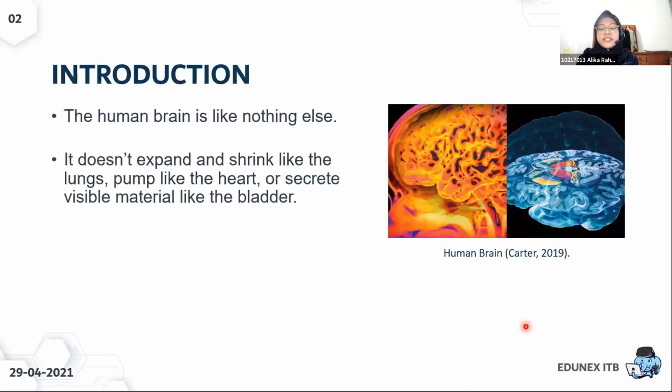Let's start from this fact. The human brain is like nothing else. It doesn't expand and shrink like the lungs, pump like the heart, or secrete visible material like the bladder. If you sliced open the top of someone's head and peered inside, you wouldn't see much happening at all. Given that, it is perhaps not surprising that for centuries, the contents of our skull were regarded as relatively unimportant. When they mummified their dead, the ancient Egyptians scooped out the brain and just threw it away.